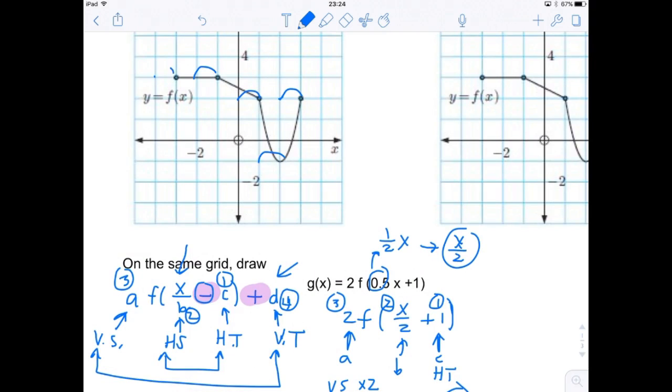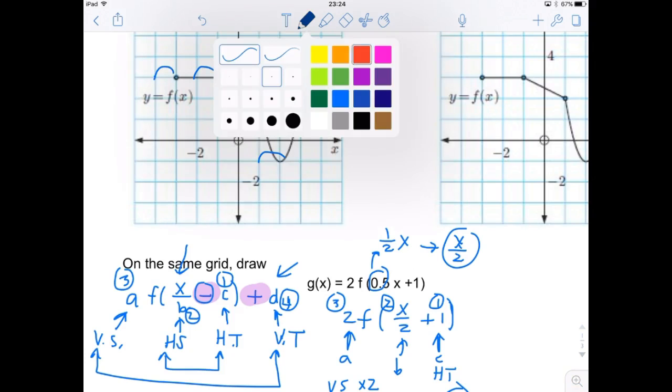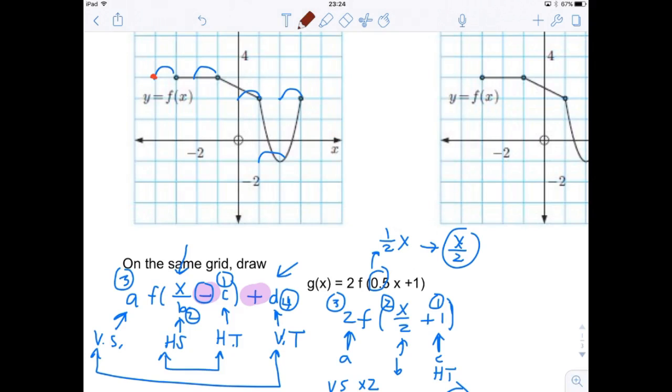Now I'm going to draw my new points with my red pen. So I got those 2 points, I got this point, and this point, and this point. And then I'm going to connect them and make my new drawing. And then the next step is number 2, which is to do a horizontal stretch by a factor of 2.